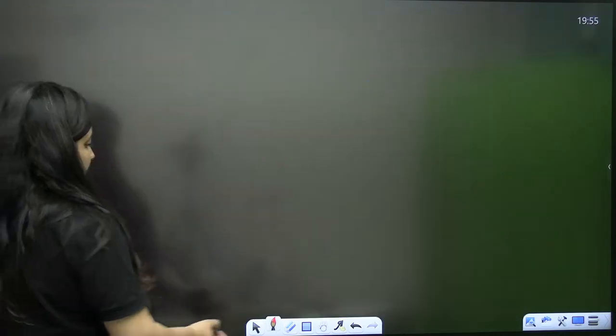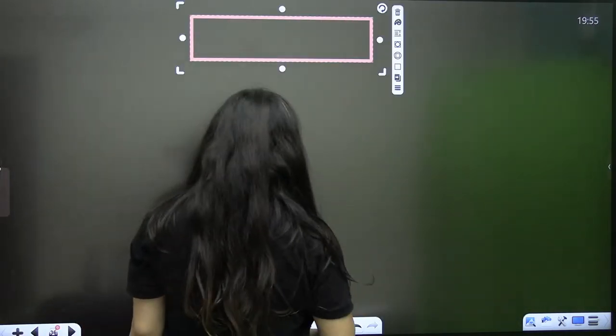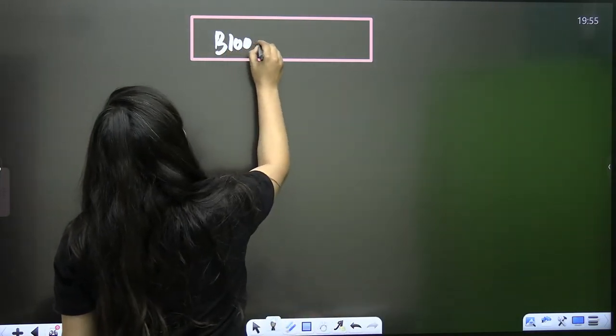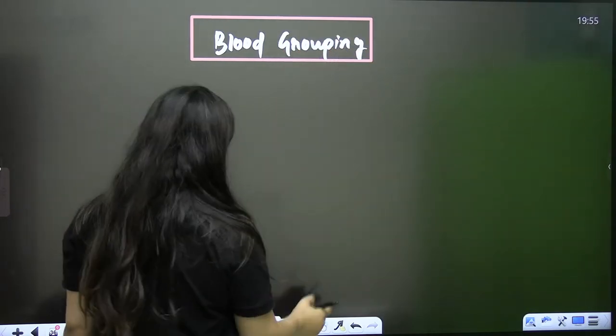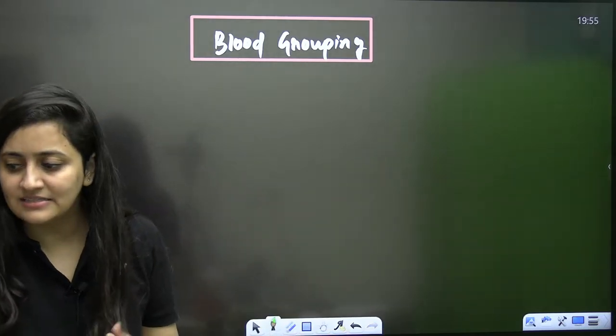So let's start the next topic, that is blood grouping. This topic is important and easy as well, of course. So what is the next topic? It is blood grouping, and you all know about the different blood groups. Clear, bachche? So Karl Landsteiner discovered the blood group.